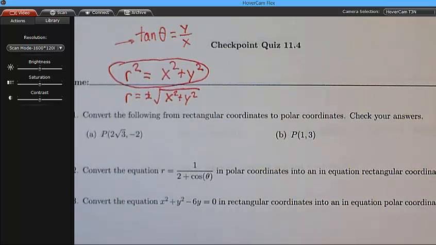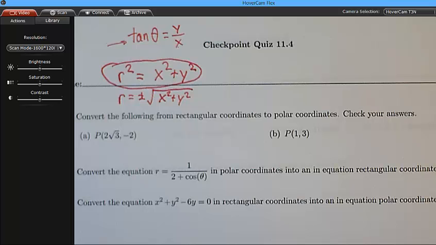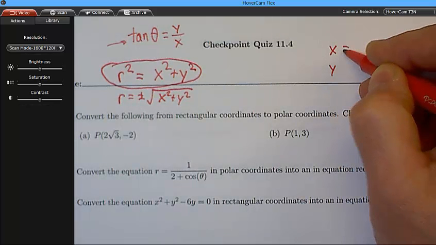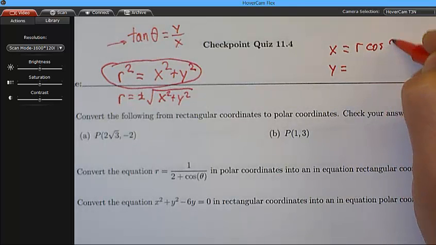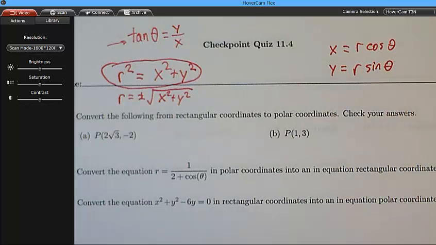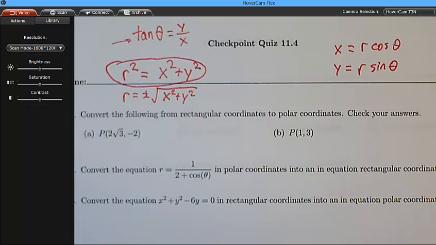And then what about the other way? What if you have r and theta and you want to change to x and y? Well, there's two formulas that we have, right? What does x equal? R cosine theta, and y equals r sine theta. Okay, so we've worked with those a lot in this class, so that should be okay. All right. So I think those are the basic formulas you need for 11.4.